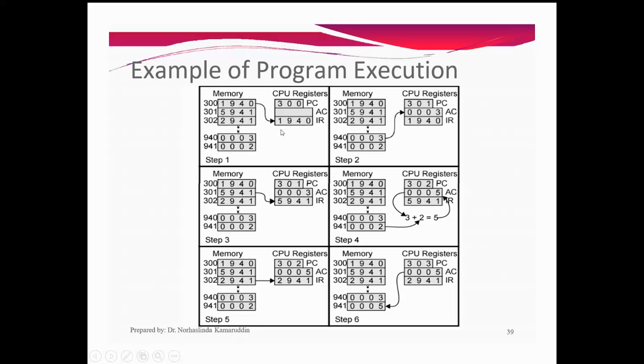First thing is you have to do the instruction. So it goes to 300 and sees an instruction, 1940. So 1940 will go into the instruction register. Okay, so once it is in the instruction register, 1940 gives the information.